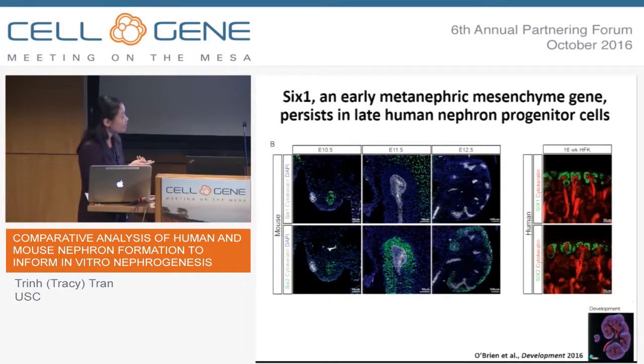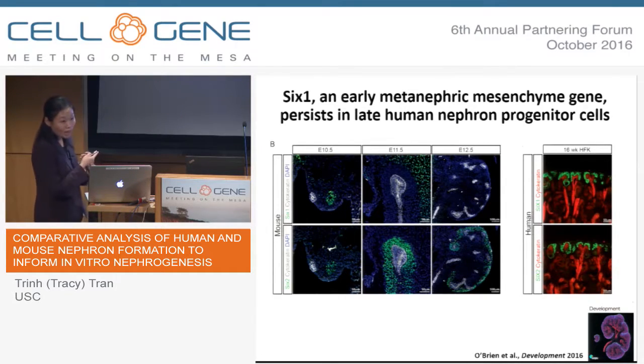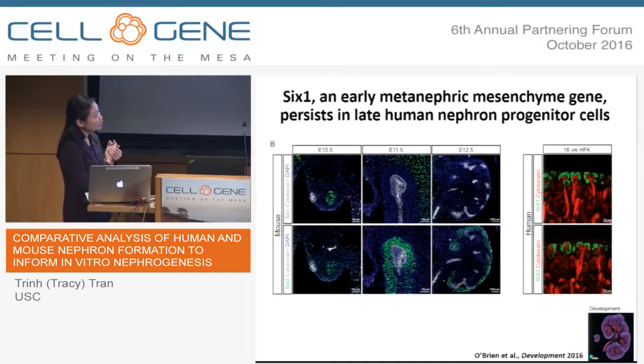So what does that mean? Given the role of Six1 in nephrogenesis in the mouse, we think that the presence of Six1 in this nephron progenitor cell population in the human may promote the self-renewal period of these nephrogenic cells. That's how we sustain the really long period of nephrogenesis in the human, which is about 30 weeks, compared to a mouse, which happens in only 2 weeks.